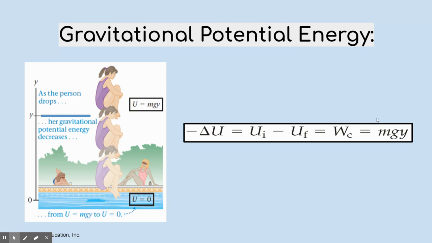When we are talking about gravitational potential energy, please make a note that this is always near the Earth's surface. If we're talking about something out in outer space, this is going to change. So near Earth's surface, our change in potential energy, which is the initial minus final, that's why we have a negative over here, is equal to the work, which is equal to our mass times the gravity times y, which is our height.